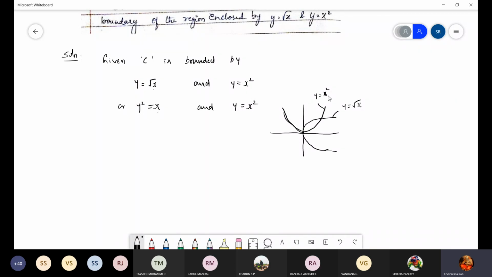Now, as usual, it is intersecting at 2 points. This one is the origin, 0, 0, and this is 1, 1. If you solve these two curves, you will get 0, 0 and 1, 1, combining both. If you draw a perpendicular on the x-axis, its distance is 1, 0 at this point. So in the integration we will vary x from 0 to 1.